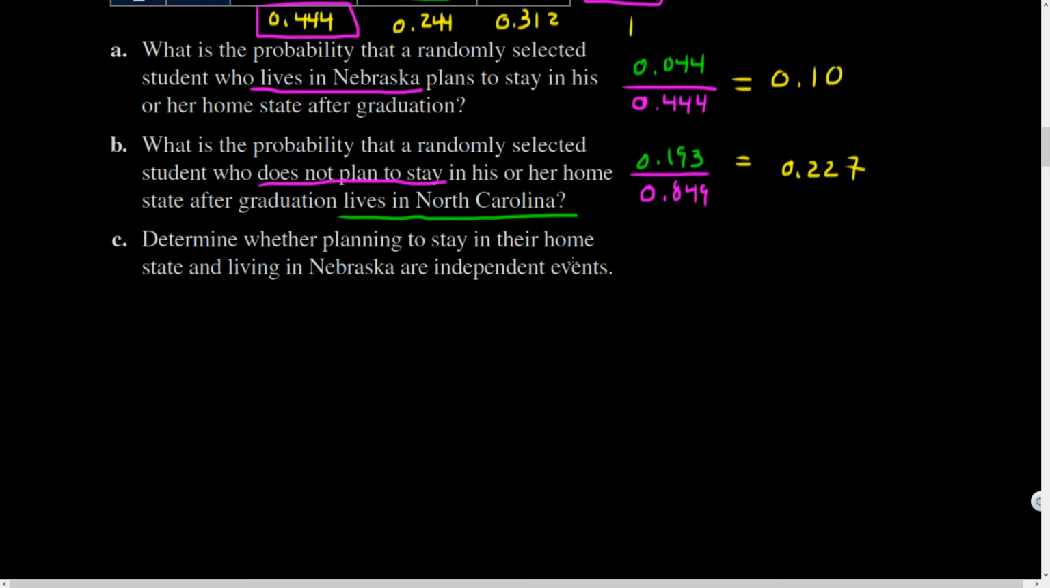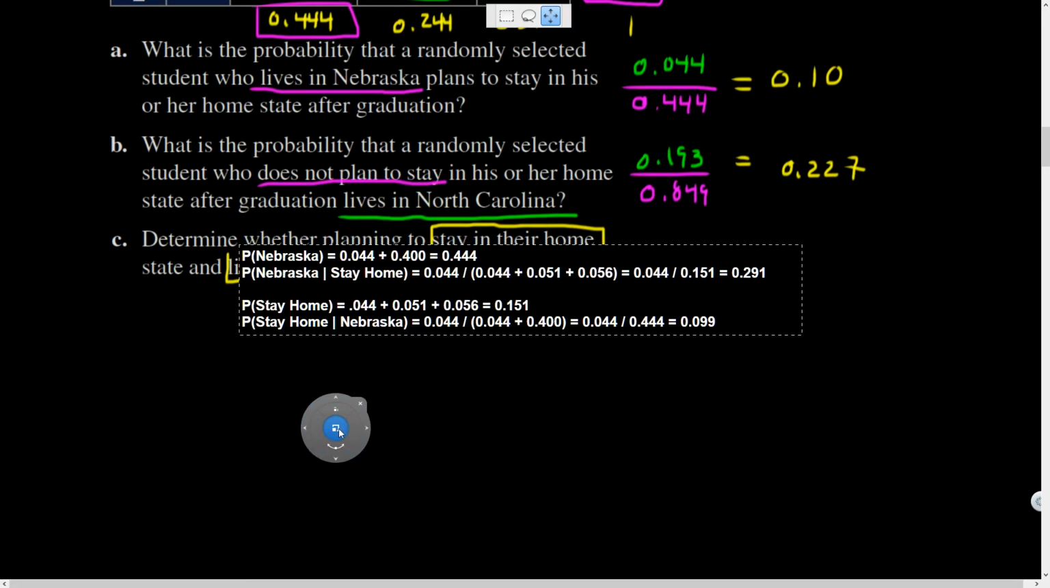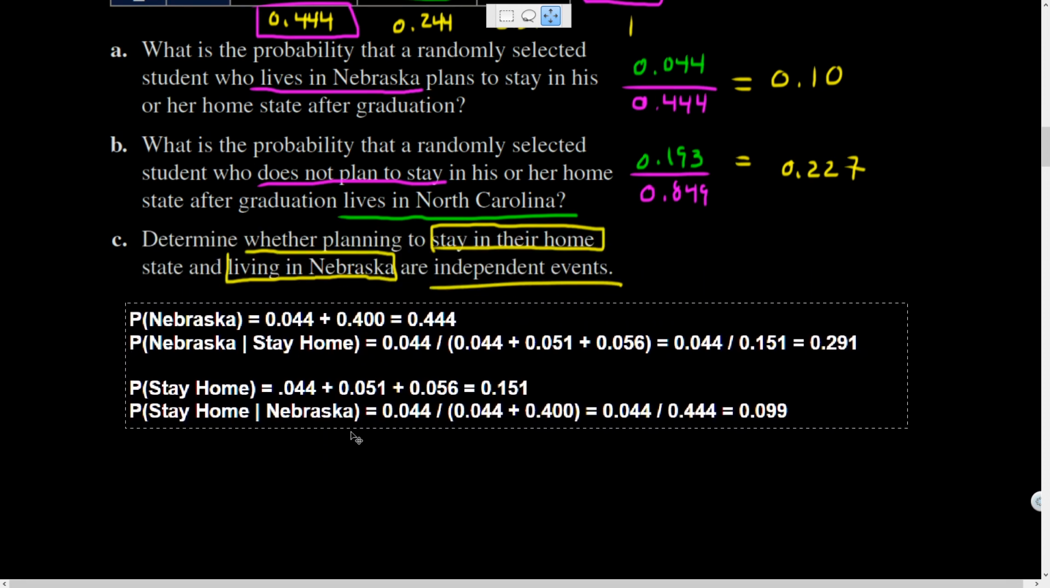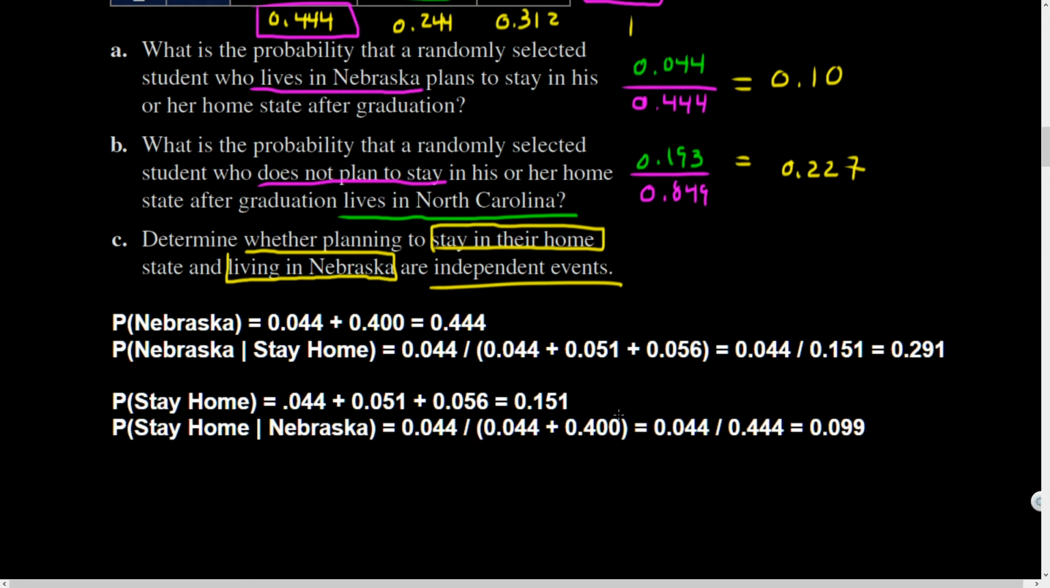Determine whether planning to stay in their home state and living in Nebraska are independent events. And so if they're independent events, there's actually 2 ways to look at this. So staying in home state and living in Nebraska are the 2 things I'm considering. And there are 2 ways to set this up, and I've actually pre-calculated a bunch of this math here for us, because I wanted to point out that there's 2 ways of doing this problem, and I didn't do this full explanation in the lesson video. So here we go. I could analyze this 2 ways.